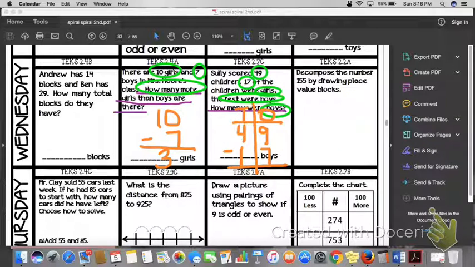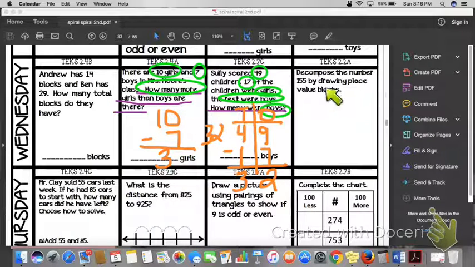49 minus 17. And we are going to subtract 9 minus 7. So pick up 9 fingers and subtract 7. We are left with 2. Then I have 4 and 1. So pick up 4 fingers and subtract 1. And we are left with 3. So our answer is that there were 32 boys.